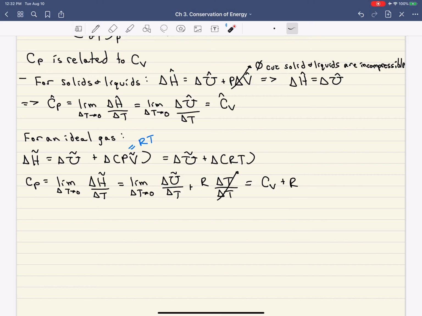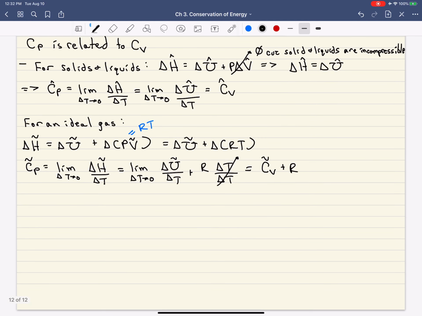Okay? And so those are the important identities to know for heat capacities when you're dealing with solids and liquids or an ideal gas. The last thing I want to talk about is, what if you're dealing with a system in which the temperature is constant, so it's isothermal, and the pressure in the system is changing?